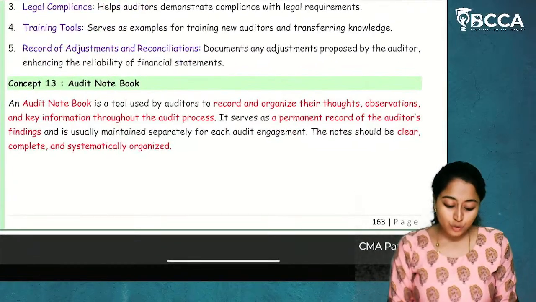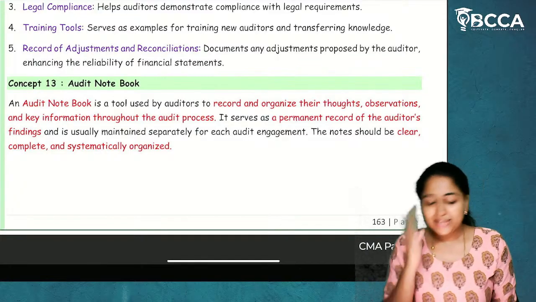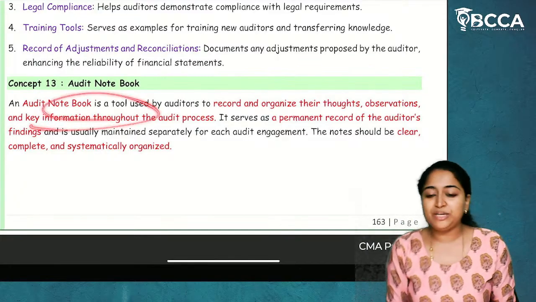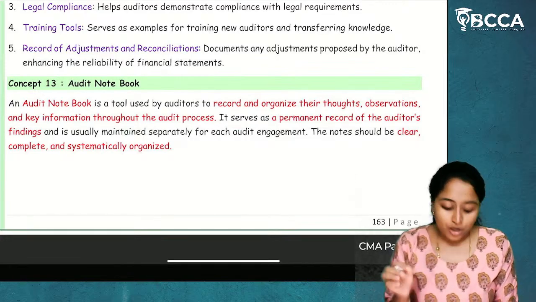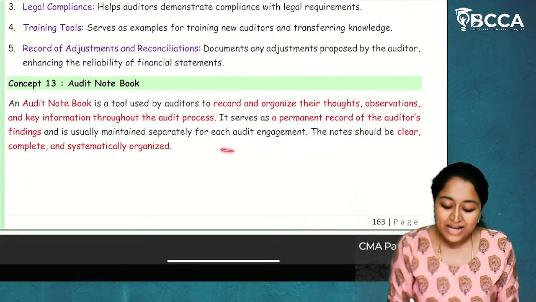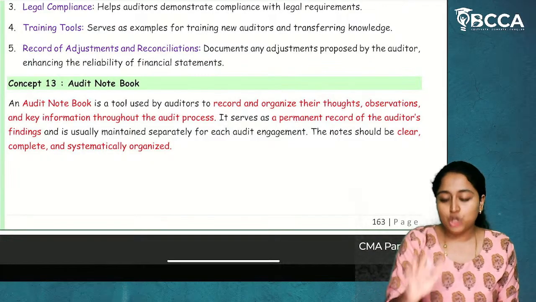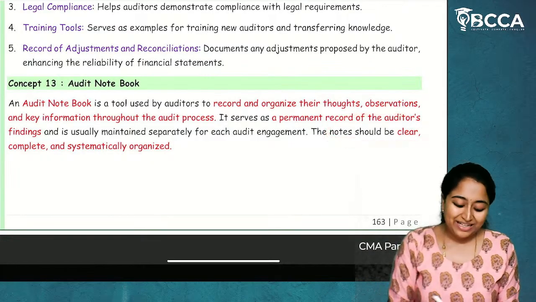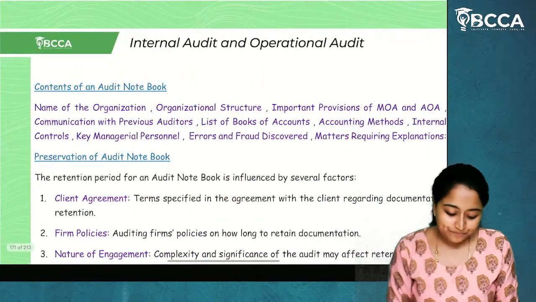Audit notebook is a tool used by the auditors to record and organize their own thoughts, their observations, and key information throughout the audit process. It serves as a permanent record of the auditor's findings and is usually maintained separately for each audit engagement. It will be separate for each audit engagement. The notes should be clear, complete, and in a systematically organized way.